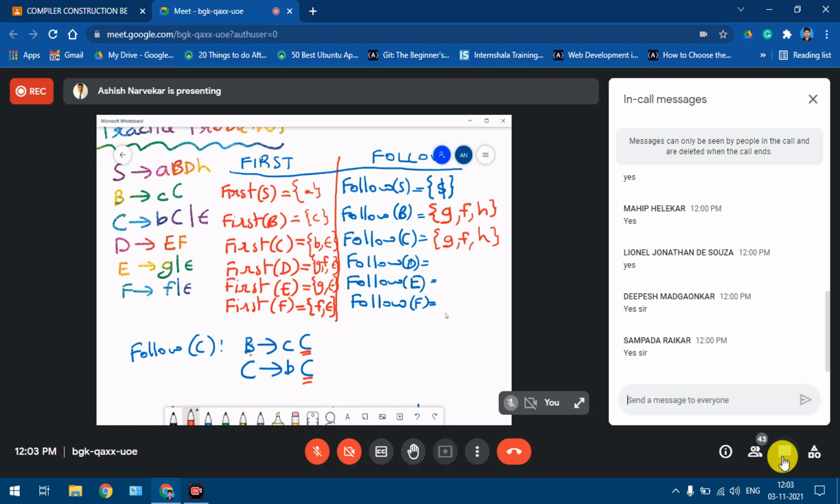So follow of C will be equal to follow of whatever is on the left hand side. In this particular case, the production for follow of C has C itself as the left hand side. So follow of C in this case will be equal to follow of C, which is nothing but G, F, H. We need not rewrite it because we have already written it once.